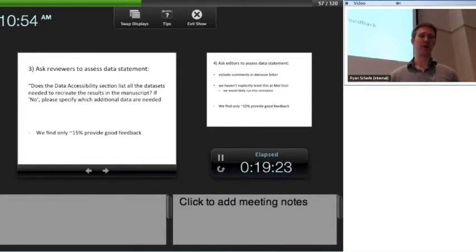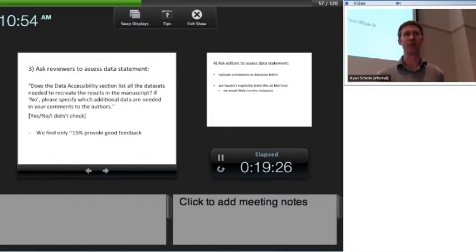Medium steps. We can ask the reviewers to assess the data statement and let authors know that the data statement is going to be assessed. This is asking them to check whether the data accessibility statement lists all the data sets present in the paper. And we're giving options of saying yes, no, I didn't check. And we find that only 15% provide good feedback, and this has been a disappointment to us. We thought reviewers would be a little more diligent in checking this. I suspect that they don't quite understand what we're asking them to do, because a number of them say, I tried to go onto Dryad and look at the data, but it wasn't there. And that's because they don't have an easy way of accessing it at the moment. And so I think if we can fix that, then this percentage will go up.